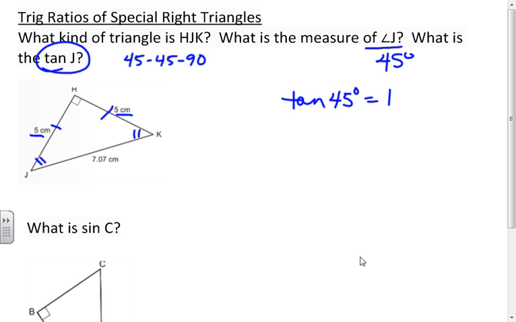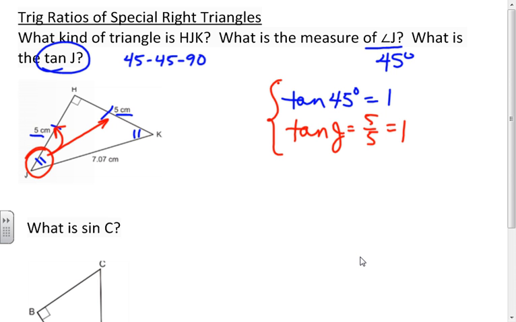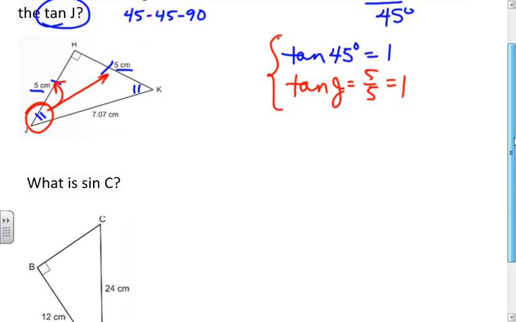And if I look at it here, here's J, tangent is opposite over adjacent, tangent of J is 5 over 5, which is 1. So you see that our table and using actual values are going to work.